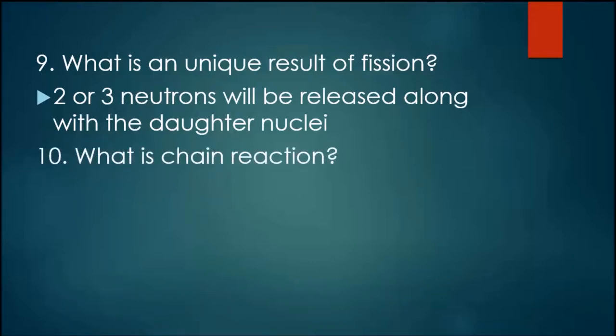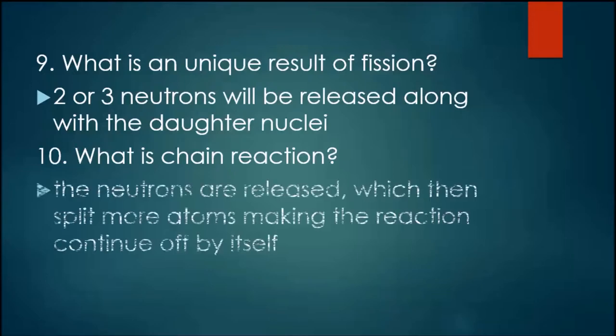So, what is a chain reaction? If we hit Randy, and Randy splits up into two smaller people and gives off neutrons, Randy's neutrons could hit Jackson, Emmy, and Riker and split them. And they produce neutrons. Jackson's neutron goes over there and hits Ben and Casey and Jeff, splitting them up. And Casey's neutrons hit... That's Kelsey, not Casey. Kelsey's neutron hits Grace and Devin, splitting them up. And then pretty soon, everyone's been split up. Devon. Sorry. I'm old. I get my names mixed up. The neutrons are released, which then split more atoms, making the reaction continue by itself.